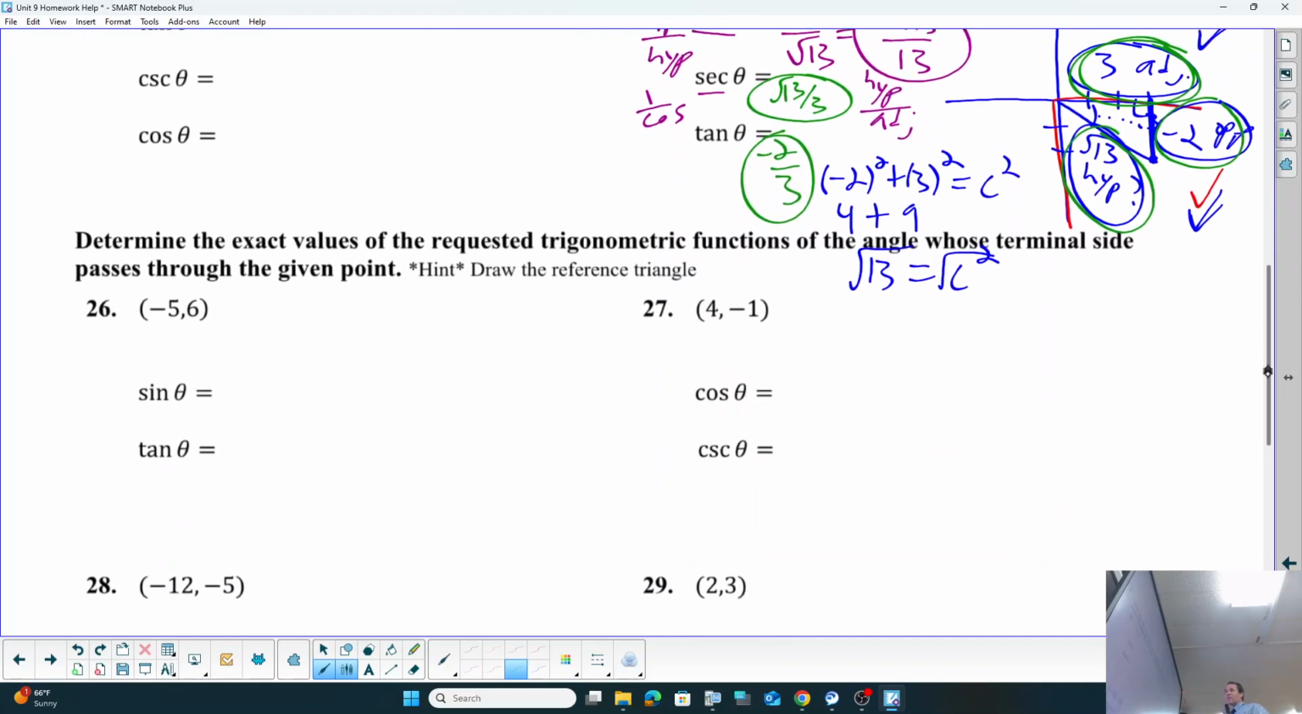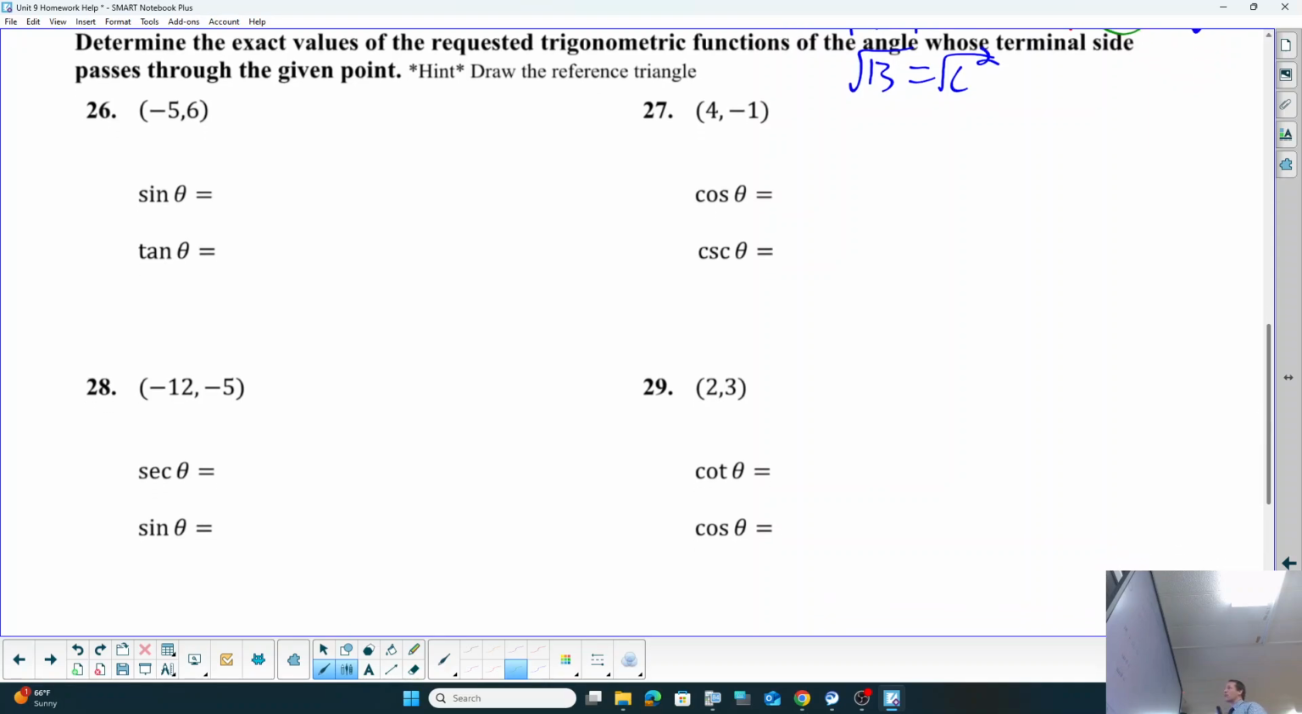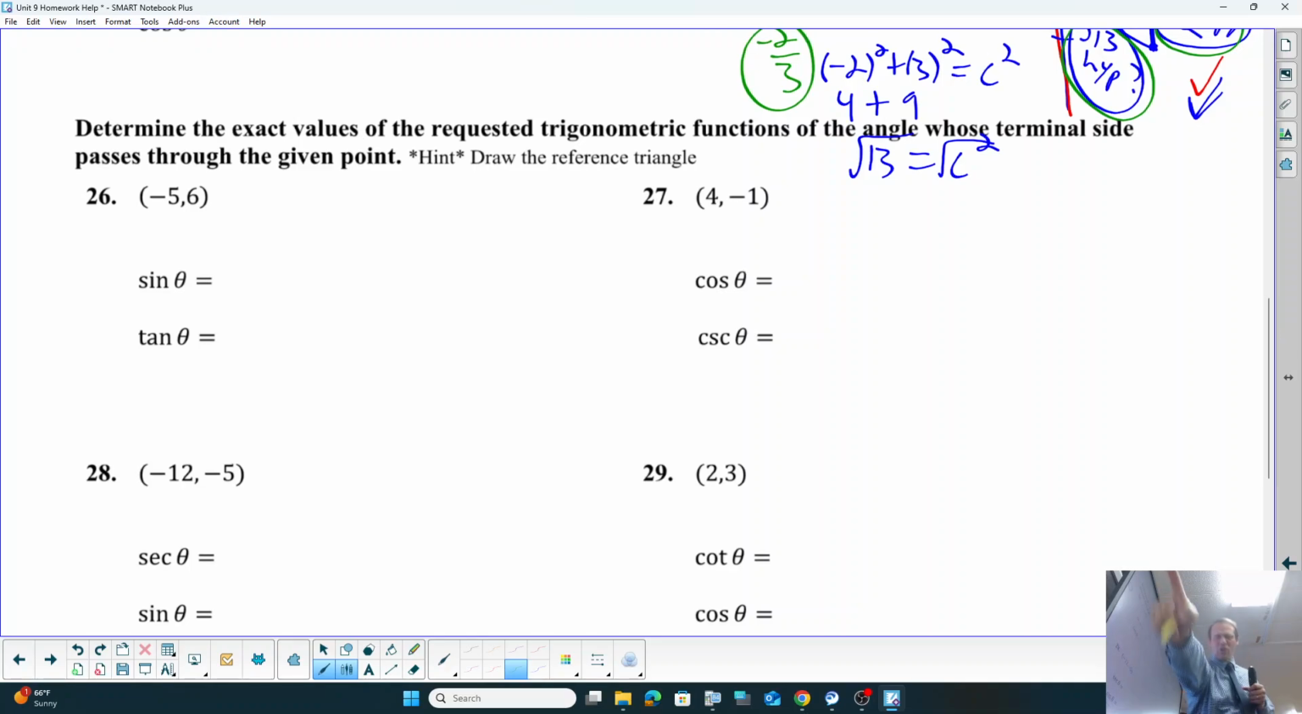Okay, so then determine the exact values. Hint: draw the reference triangle. Okay, don't worry, we got this. So we're going to draw the right triangle there. We're going to go over 4, 1, 2, 3, 4, and down 1.